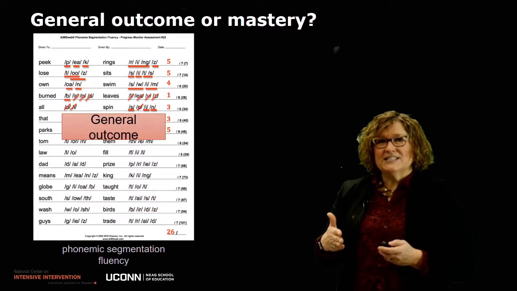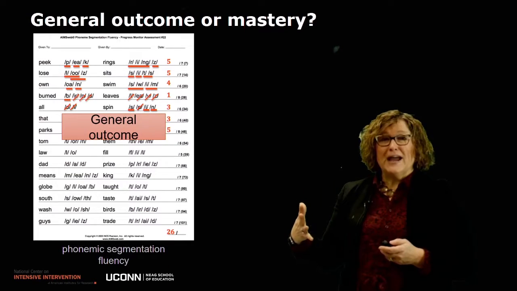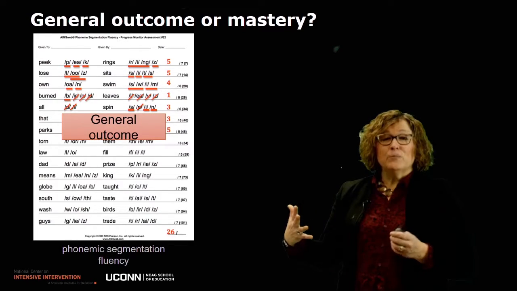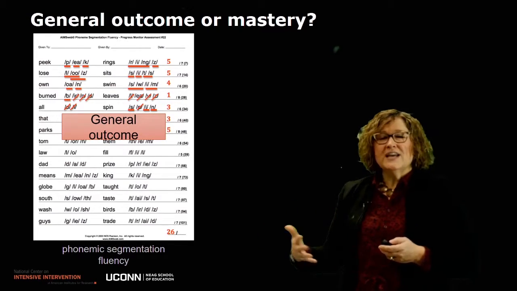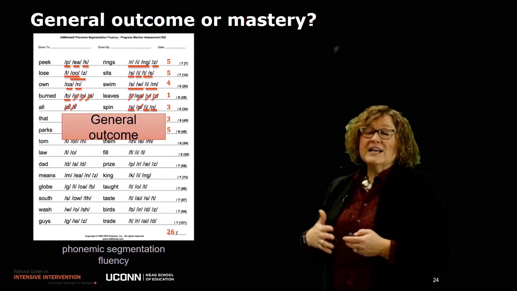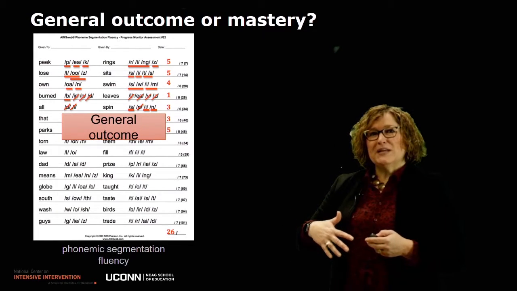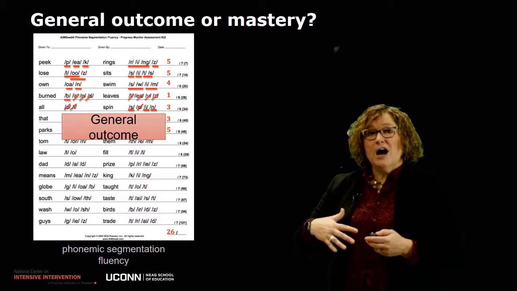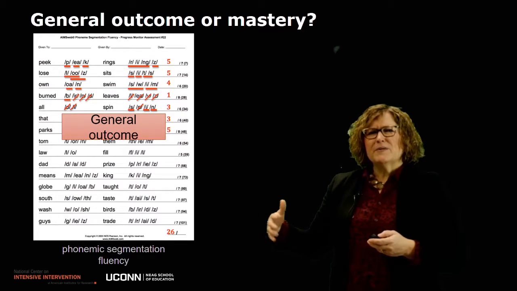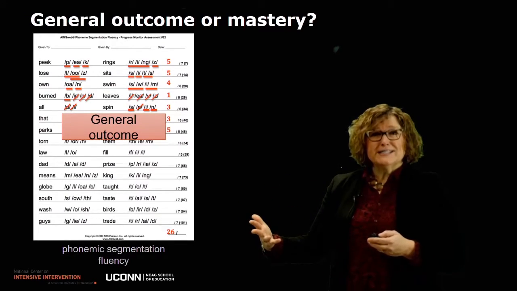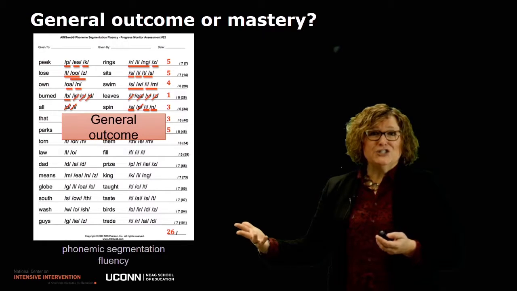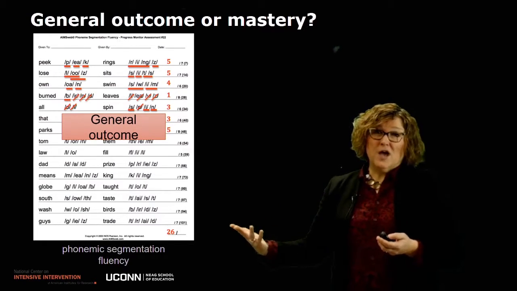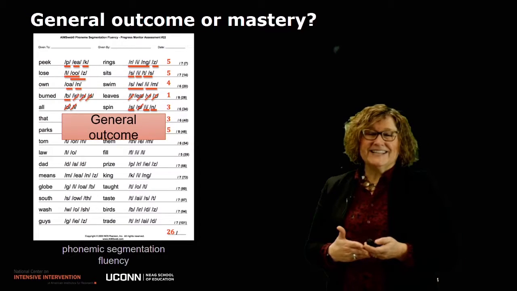In this case, because we have the variety of words that students are sounding out, this is more an example of a general outcome measure. This would be a general outcome measure to indicate whether a student is progressing on moving forward on some of those basic early literacy skills that we know are really foundational to help develop phonological awareness, for instance.